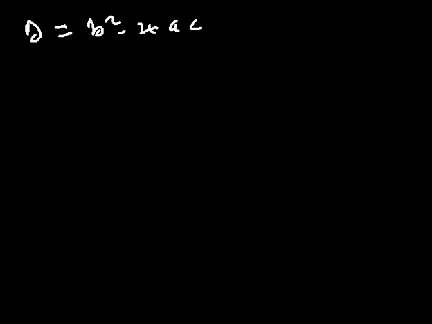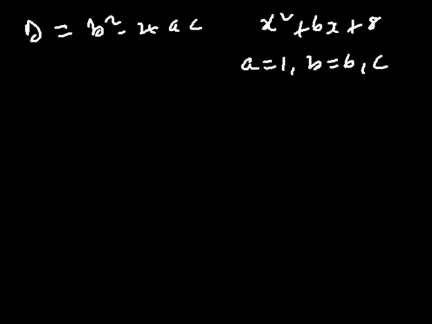And let's see how we can find the discriminant in the following cases. Let's say we have x squared plus 6x plus 8. What is the value of the discriminant in this expression? First thing, what is a? It is given as 1. What is b? We have it as 6. And what is c? We have it as 8.